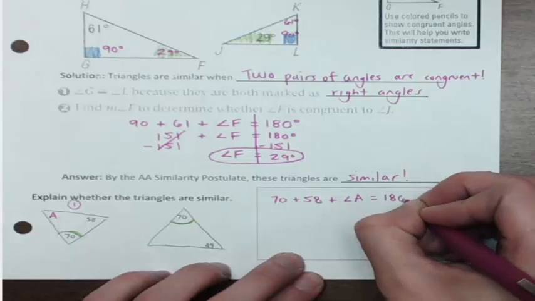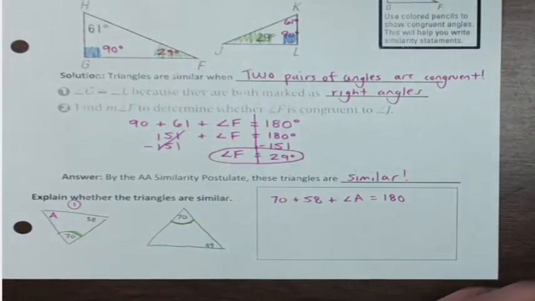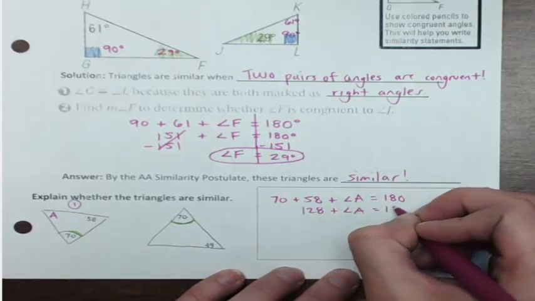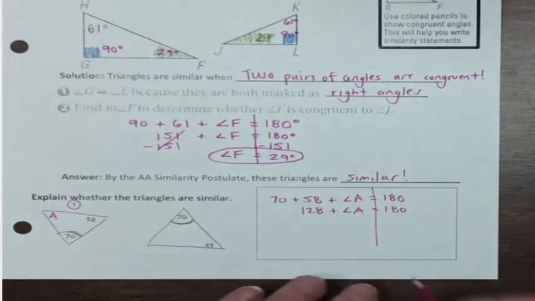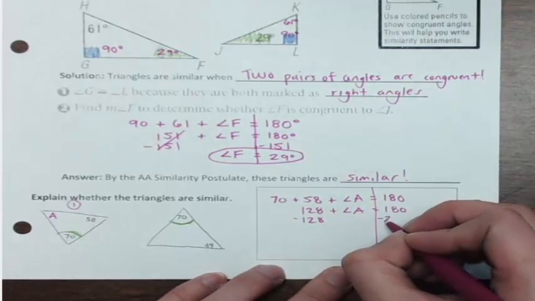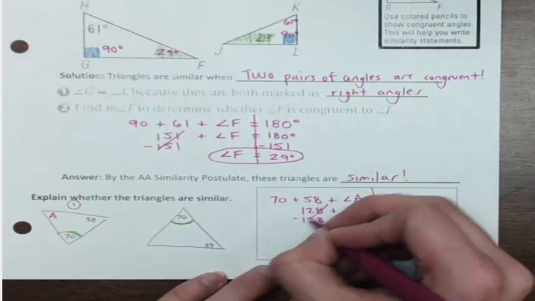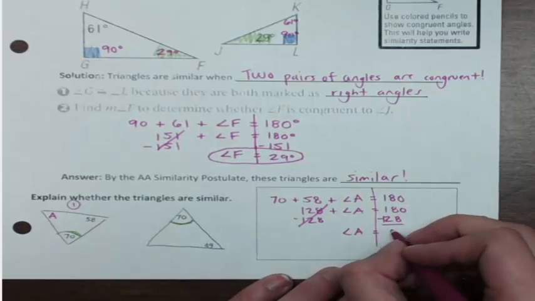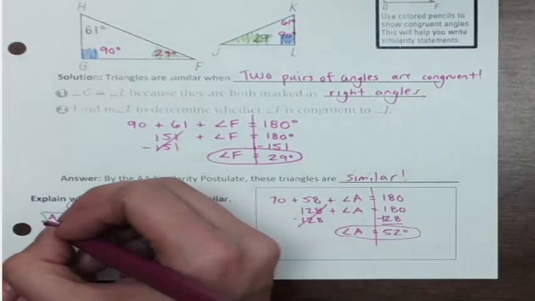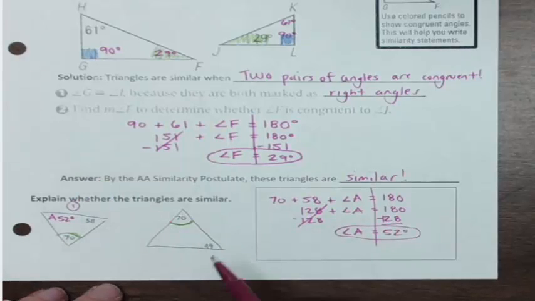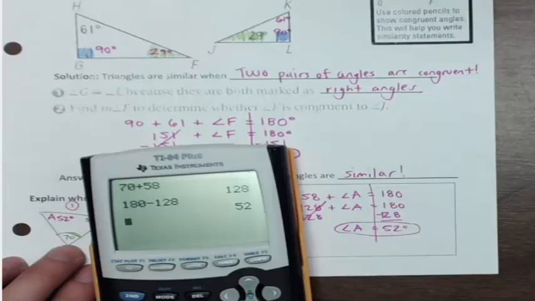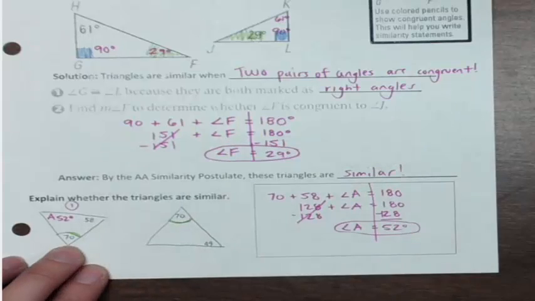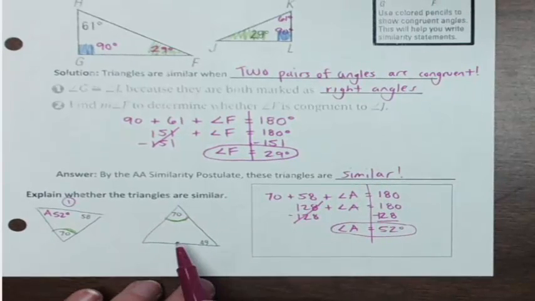And I know that all these angles add up to 180. When I add 70 and 58 together, I get 128. Now I have to subtract 128 from both sides. And I should get angle A is 52 degrees. Okay, so angle A is 52 degrees. Now I'm going to double check to make sure all these angles add up to 180. So 70 plus 58 plus 52 equals 180. So I know I have a triangle there.